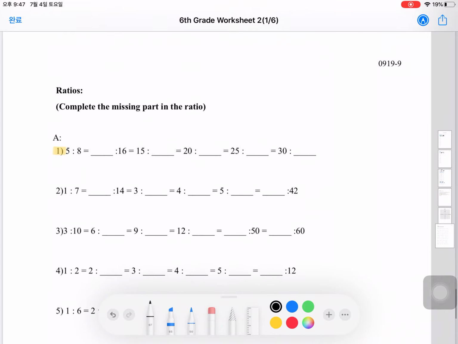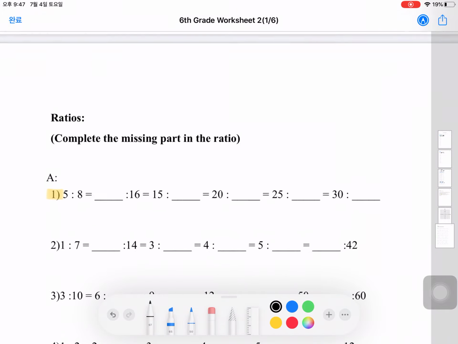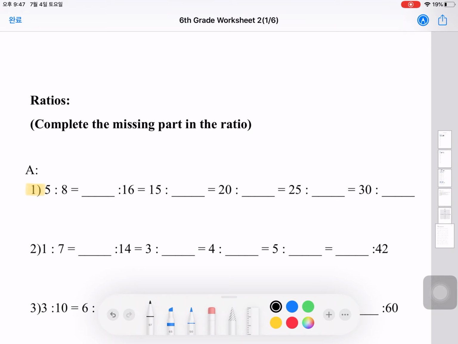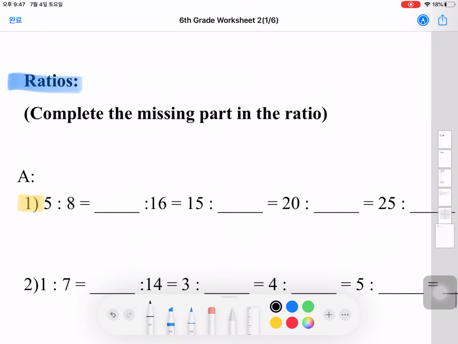Now, if you just look at this, it looks a little bit confusing. So I'll be going over number 1 with you guys. So ratio just means that everything is proportionate. 1 to 2 is the same as 2 to 4. So let's go on to number 1. 5 to 8 is the same as blank to 16.